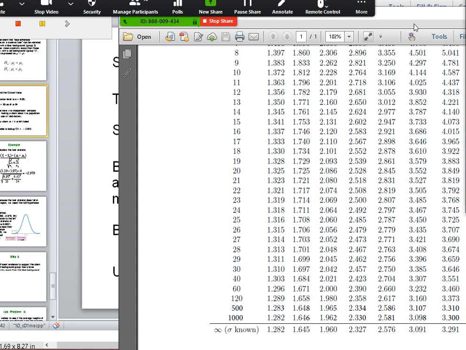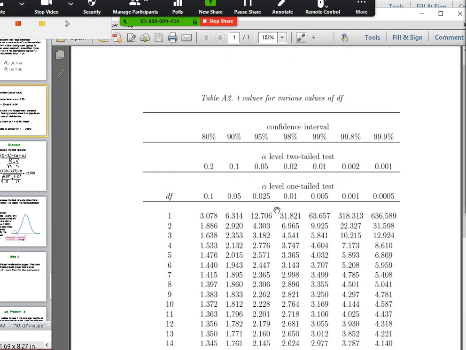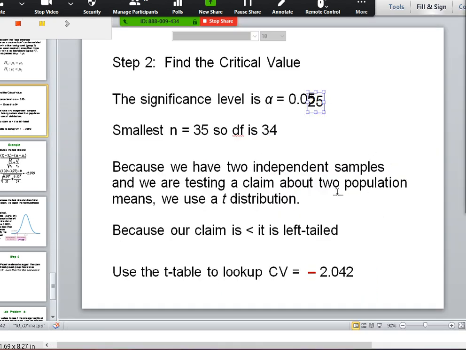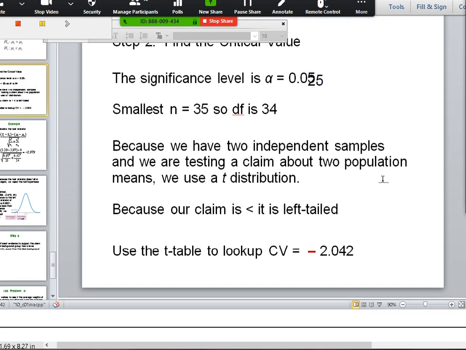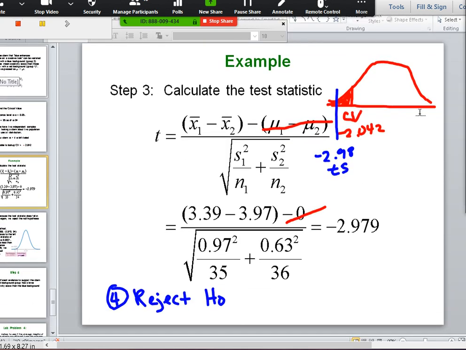And again, I made a typo. This really should have been alpha is 0.025. Something changed along the way, but your alpha should be 0.025. And because it's left-tailed, your critical value is going to be negative 2.042. So here's my picture. Critical value, negative 2.042. So why is it 0.025? Because I made a typo, Ujwala. It's just my mistake.